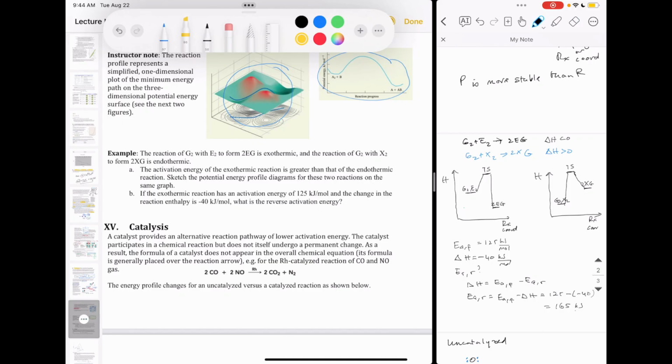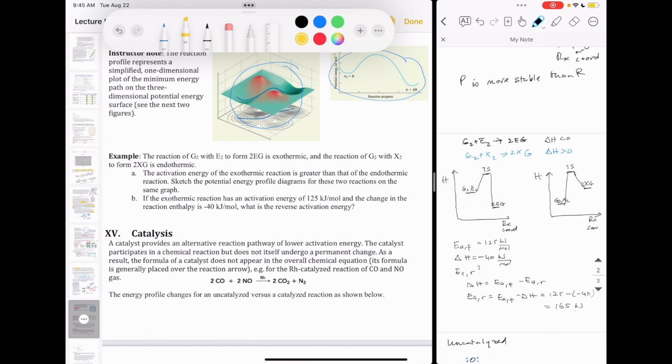Okay, so now we want to apply that concept about the energy diagram that we just learned to this example. It tells us that there's two reactions. One reaction is between G2 and E2 to form 2EG, and that's the exothermic reaction. The other one is G2 with X2, and that forms XG, which is endothermic. The first question here just says to sketch the energy diagram for these two reactions.